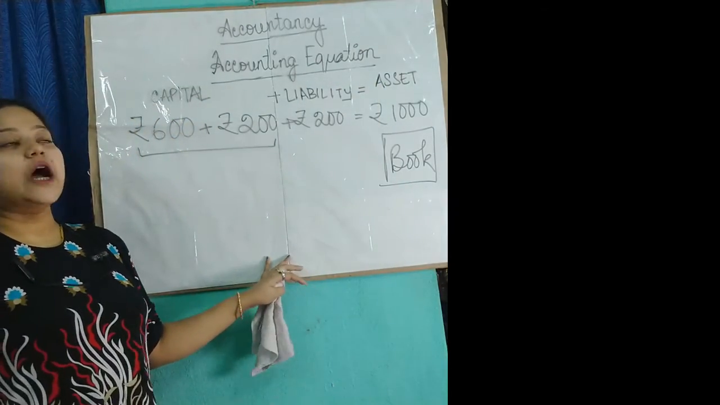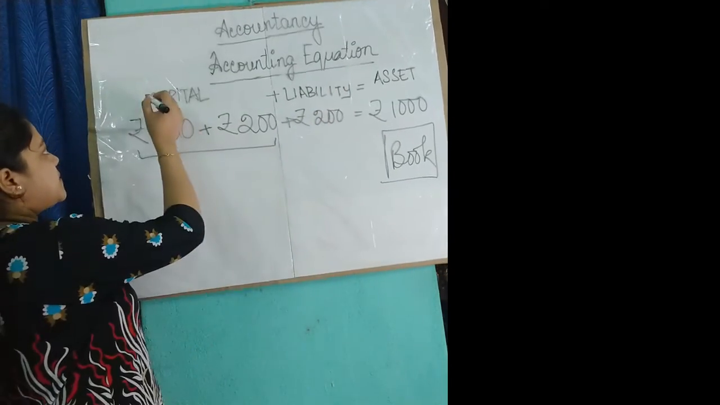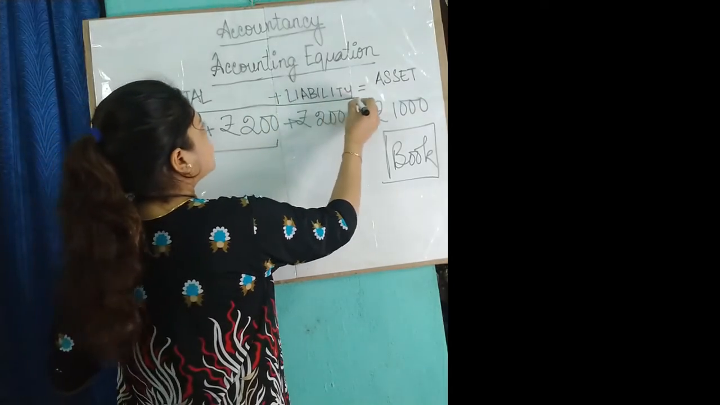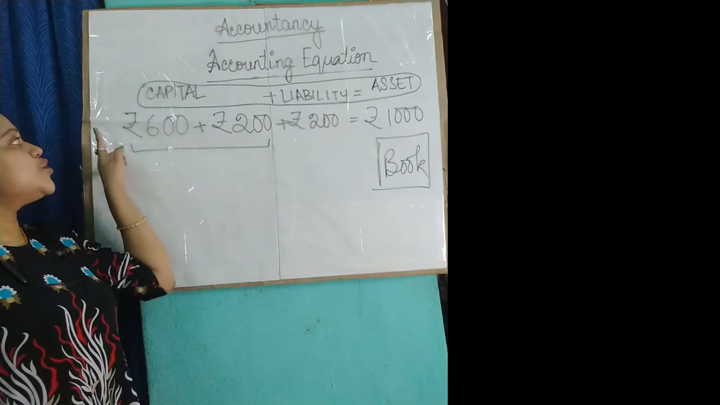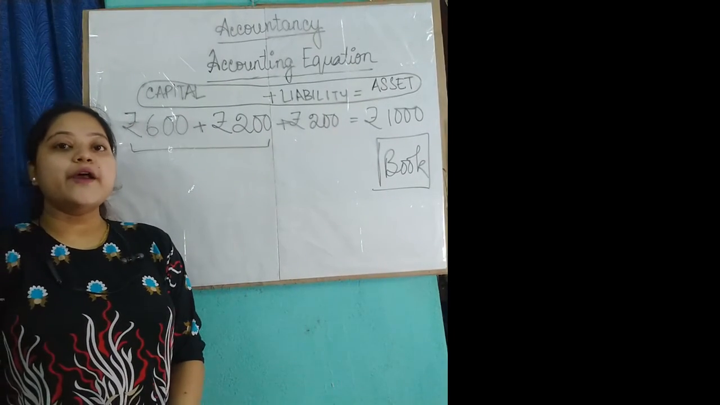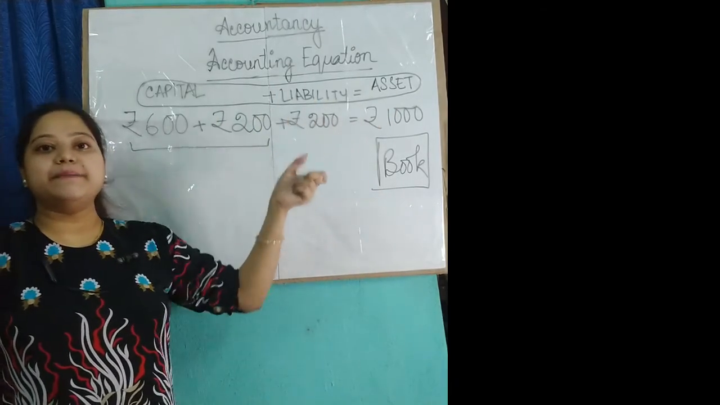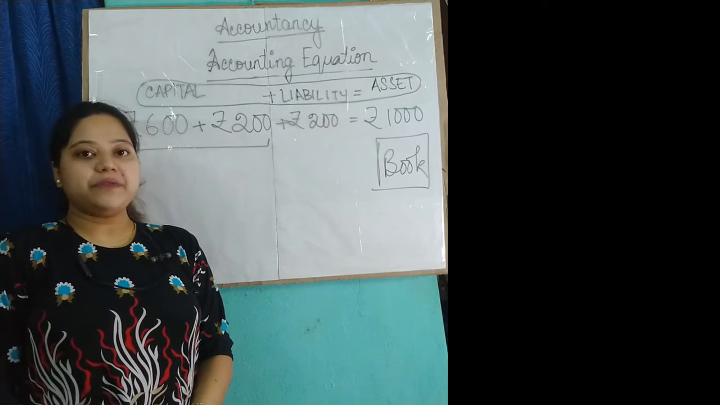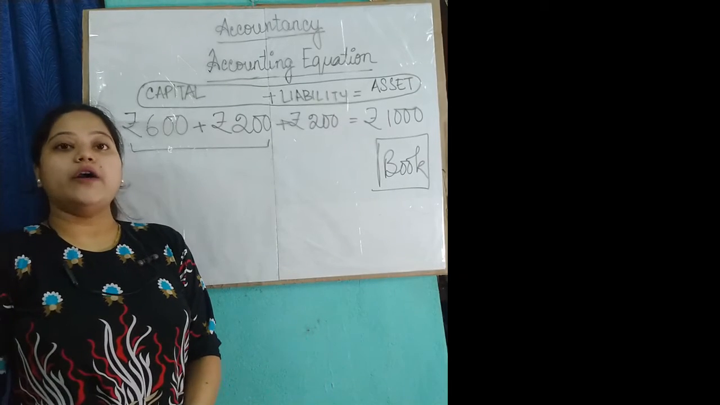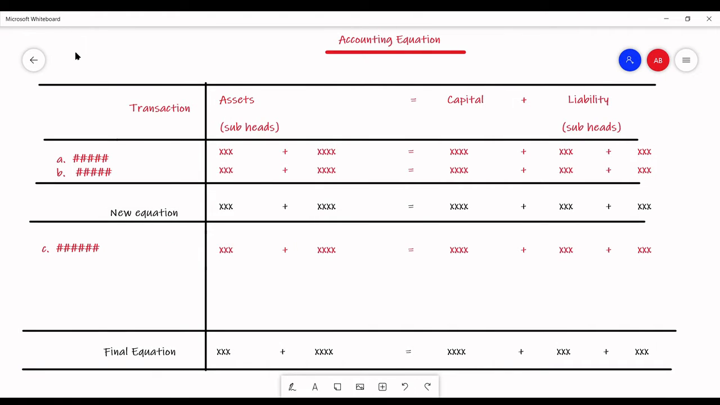So now your basic accounting equation stands at capital plus liability equals your asset. So this is your basic accounting equation. Remember one thing, your asset will always be equal to the capital plus liability, because the assets that you have bought for the business will be purchased from the money that is either invested by you or borrowed from the outsiders. So now let's move on to the practical problems of the chapter accounting equation.